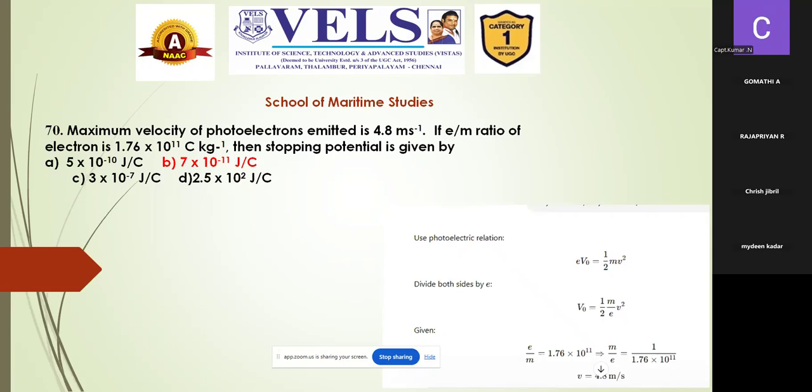We know the value of e by m. We just convert it and substitute in this equation, 1 by 1.76 into 10 power 11. So the answer is 7 into 10 power minus 11 joule per coulomb.